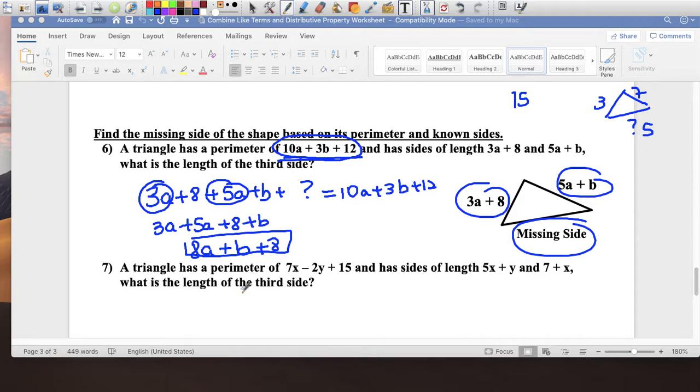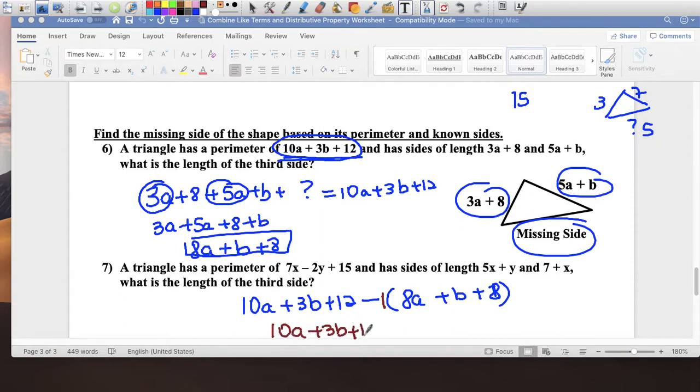I already know what the total is. So the perimeter, 10a plus 3b plus 12. I'm going to subtract the sum of these two sides, right, to find the missing side. So again, be careful here. Because of subtraction, now I'm going to need that parentheses. So still not ready to combine like terms because I'm going to pretend there's a 1 here. And then I'm going to remove the parentheses. So I'm going to get 10a plus 3b plus 12.